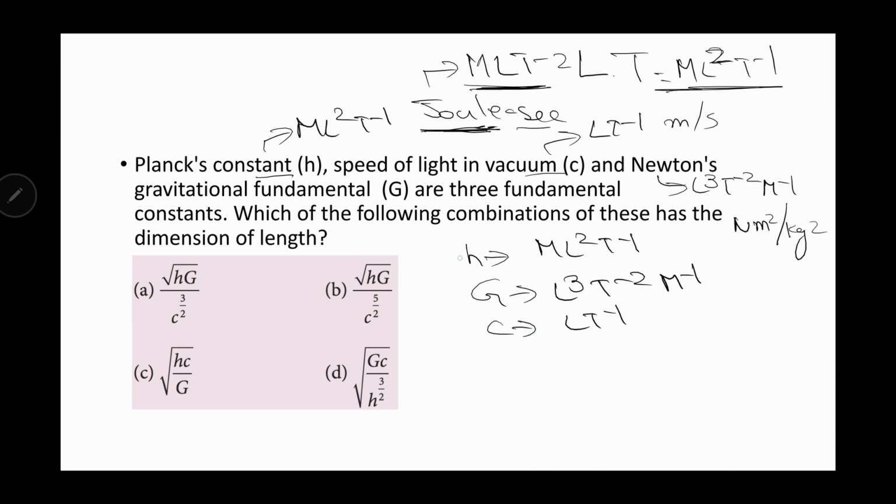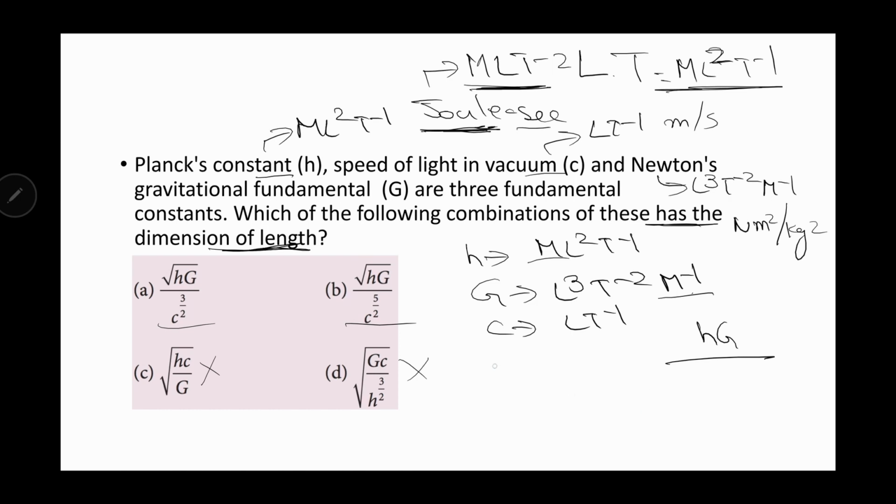Now if you just look at the dimensions of these three constants, we can see that h and G will have to multiply. And why is that so? Because in the final combination we need only the dimension of length, we don't need the dimension of mass. And if we multiply h and G, the mass and mass just cancel out. So we can easily say that the last two, that is the C and D options, cancel out, and A and B options are the ones that we need to look into.